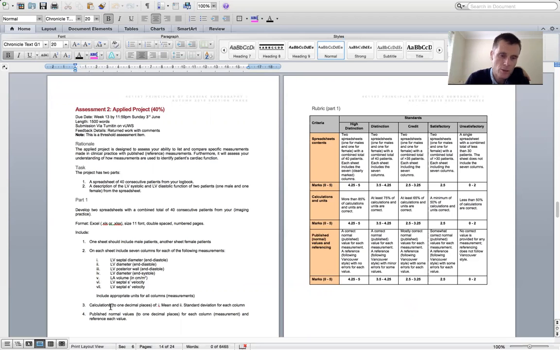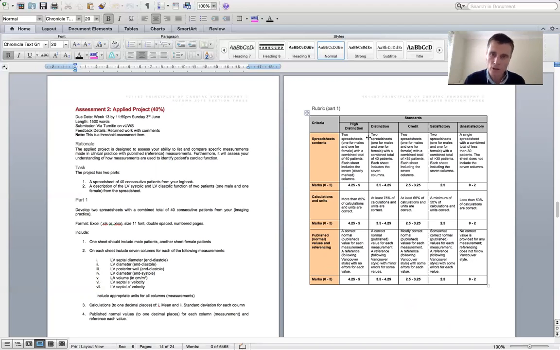For those 7 measurements, there needs to be a calculation to 1 decimal place of the mean and standard deviation for each of those columns. So what you're trying to do is come up with your own list of values, based on 40 consecutive patients, separated into male and female. And then below that, you'll include normal values for those parameters so that you can have a bit of a look at how your patients compare to normal published values, okay?